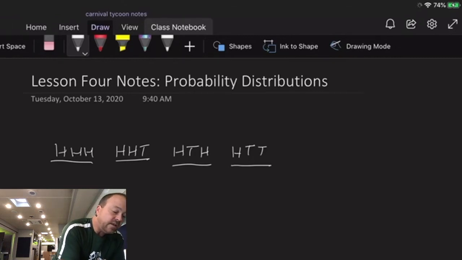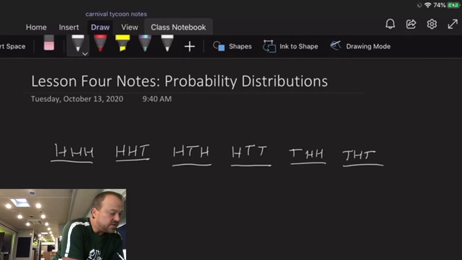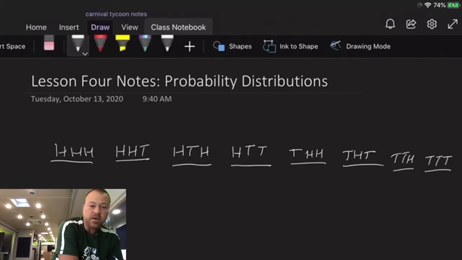And then we could get tails, heads and heads. We could get tails, heads, tails. I have to write just a little bit smaller to get these on here. We could get tails, heads, and then finally, of course, we could get 3 tails, just like we got 3 heads earlier on.